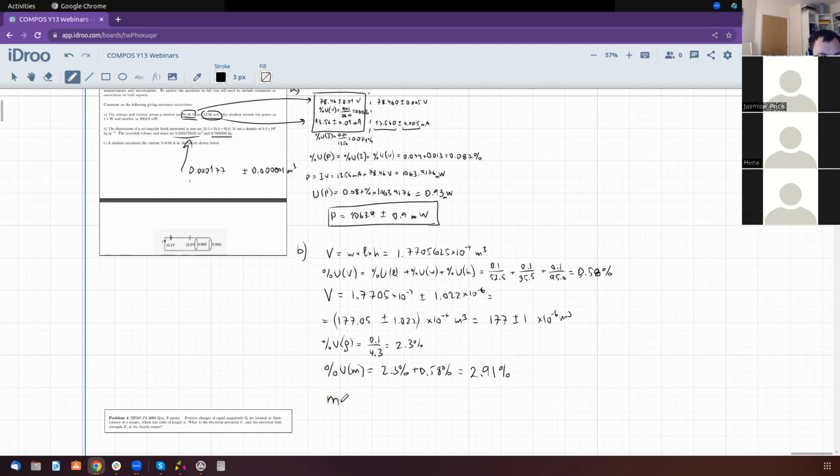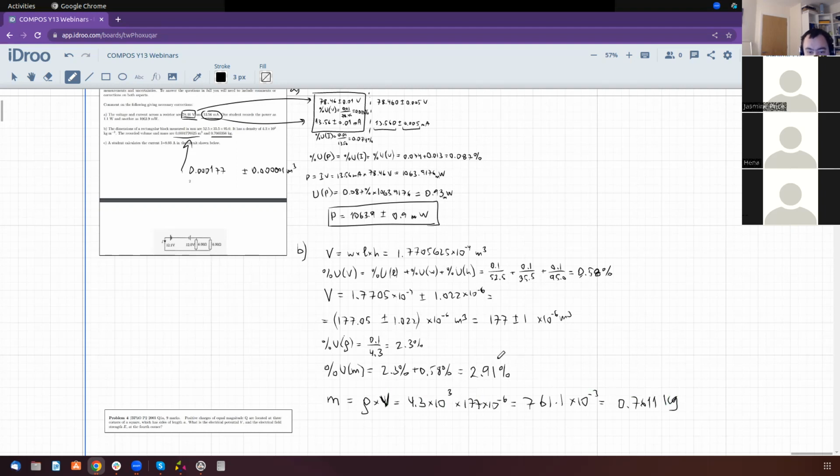And so the mass is density times volume. So it's 4.3 times 10 to the 3 multiplied by the volume, which is 177 times 10 to the minus 6. So 4.3 times 177 is 761.1 times 10 to the minus 3, which is 0.7611 kilograms.